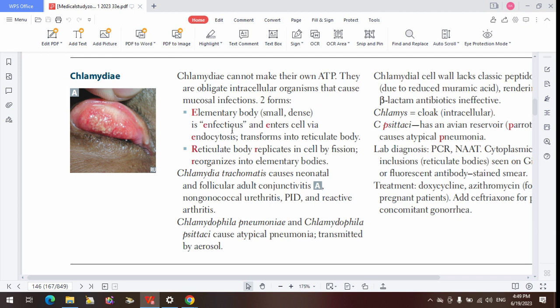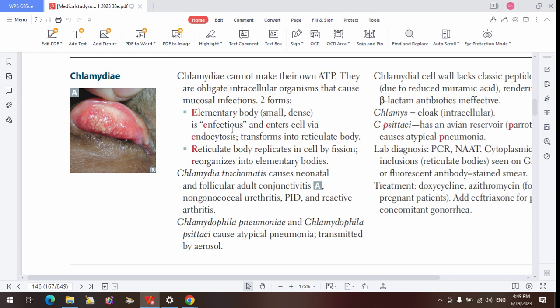But they keep replicating as the reticulate body. So with time, the reticulate body, after replicating, will now start reorganizing all those replicated cells into the elementary body. So the elementary body now ruptures from the cell and finds its way outside.